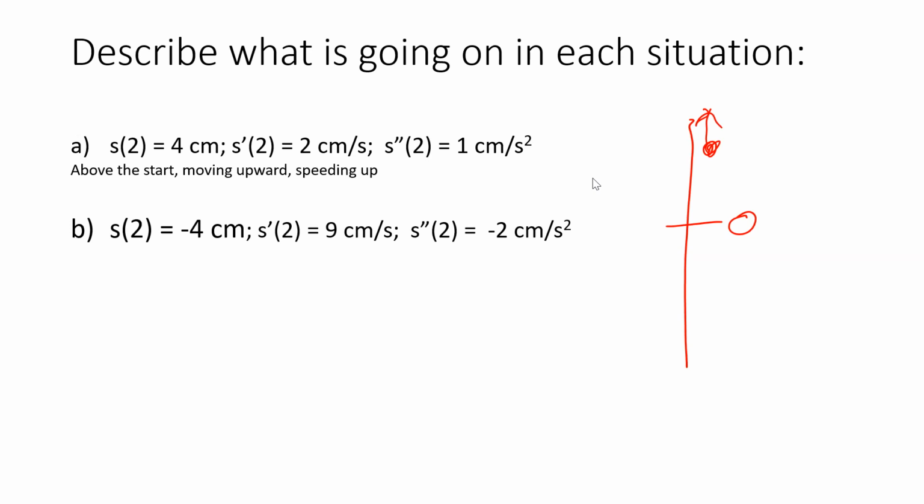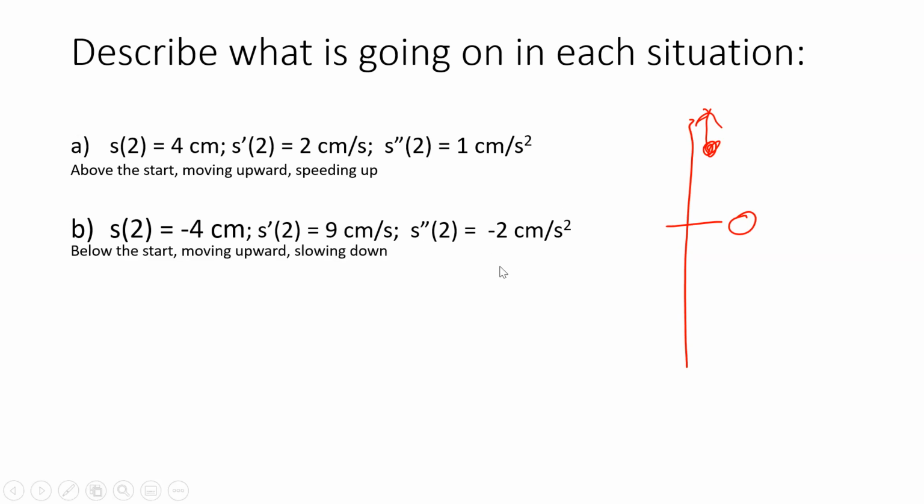Moving upward and slowing down, Adam says. You're below the start, moving upward and speeding down. Okay, so we don't talk about speeding down. You're either speeding up or slowing down. So let's not say speeding down. Let's say speeding up or slowing down. Okay, all right, so let's see if you're right.